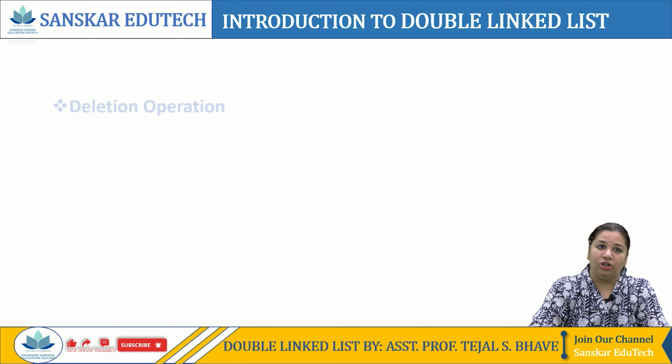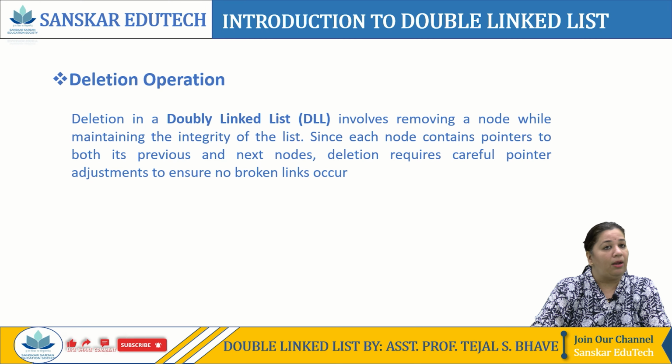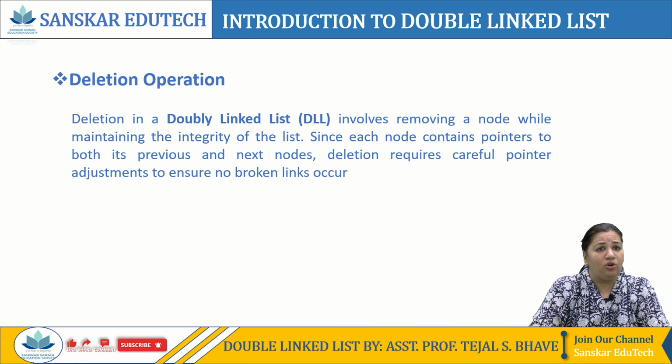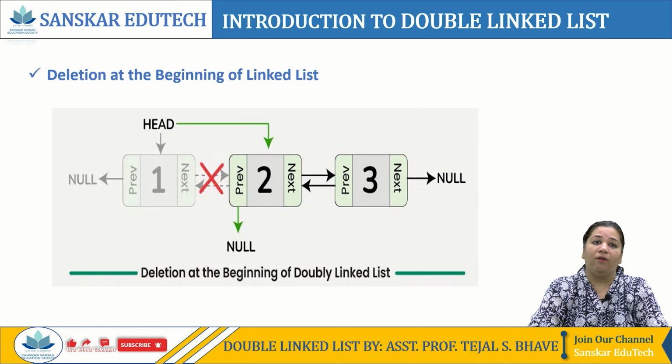Now we will see the deletion operation. Deletion operation means removing the node from the linked list. Before deletion, we must check whether the linked list is empty or not. If it is empty, then we can display an appropriate message. Now deleting a node in the linked list is an important operation and can be done in 3 main ways: removing the first node, removing the middle node, or removing the last node. We will see the first way, that is deletion at the beginning of the linked list.